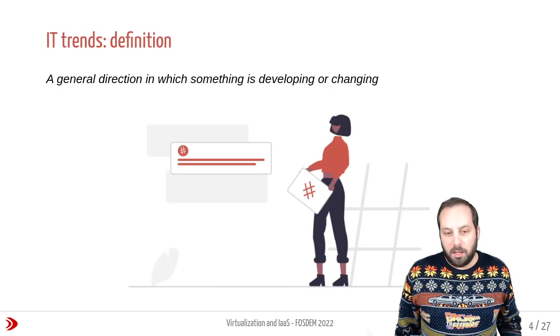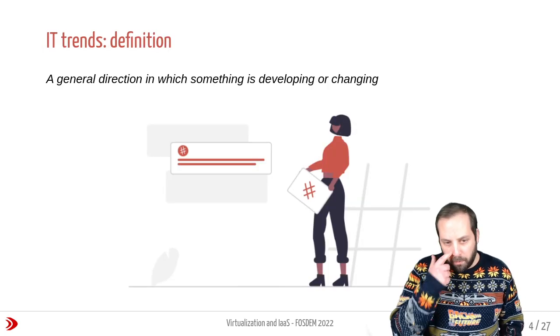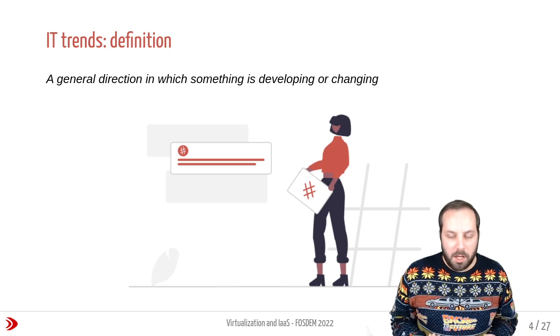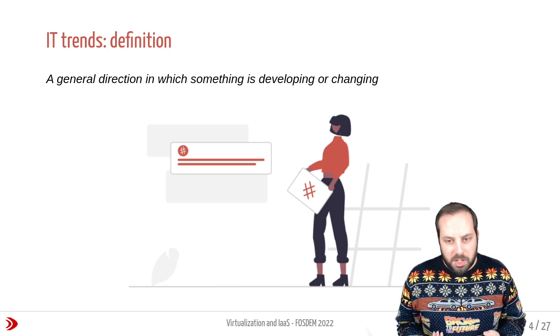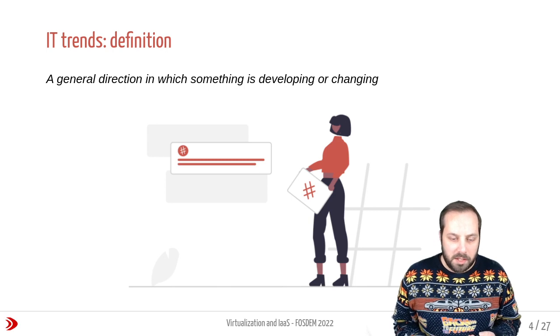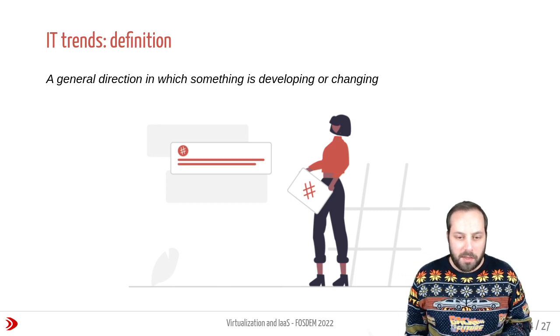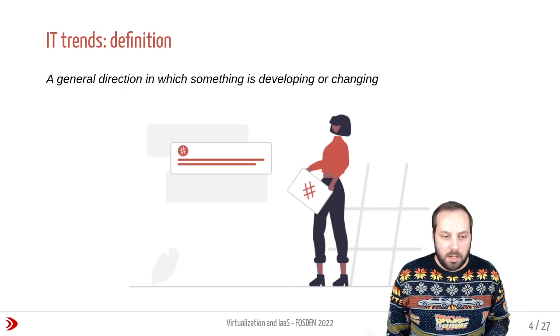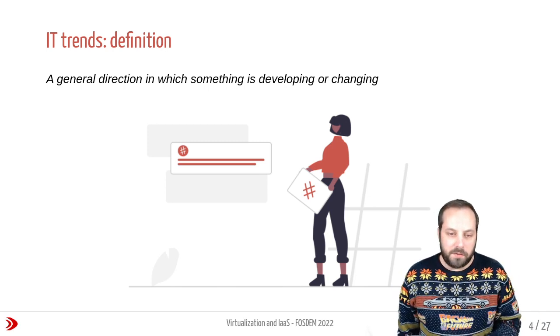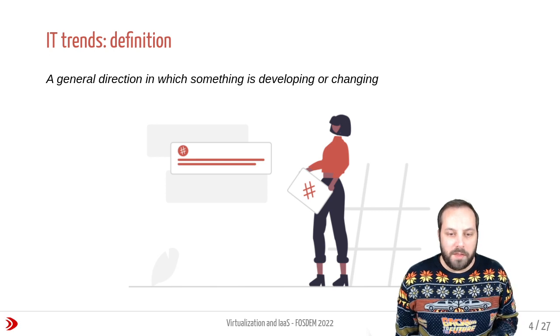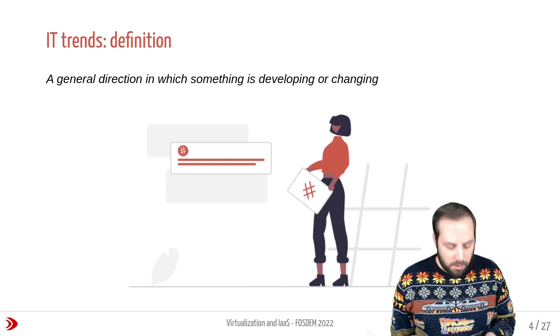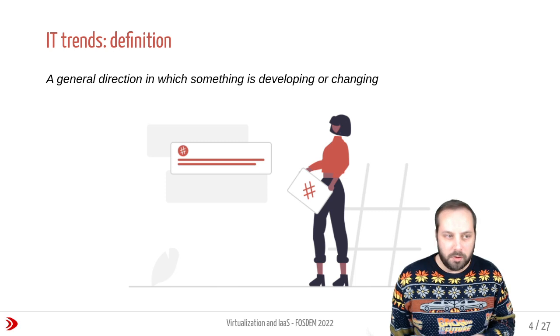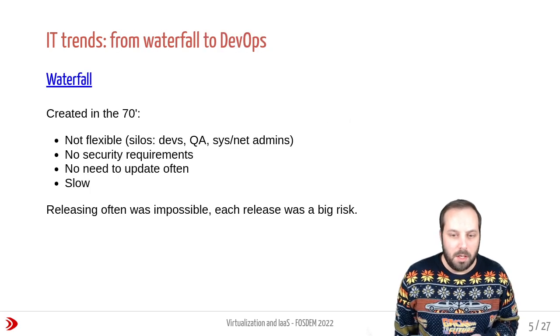So first, we talk about a trend. So what is a trend exactly? A trend is a general direction in which something is changing. So this is something happening as we speak, and this evolution is triggering a lot of different things, and we'll explore that in detail. So to me, it sounds important to talk about what a trend is first.